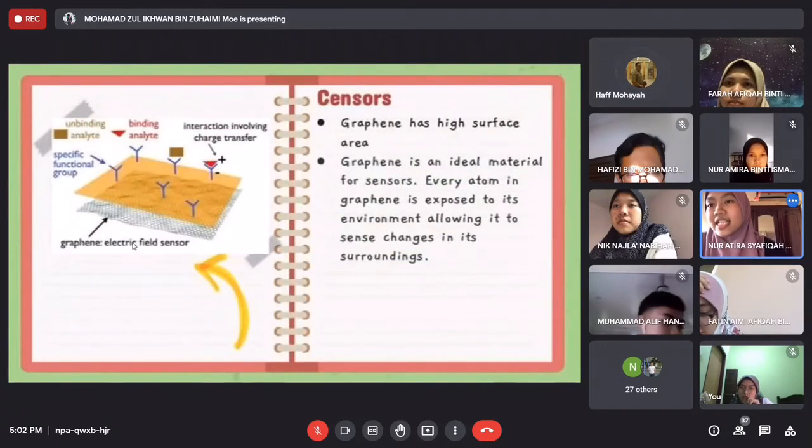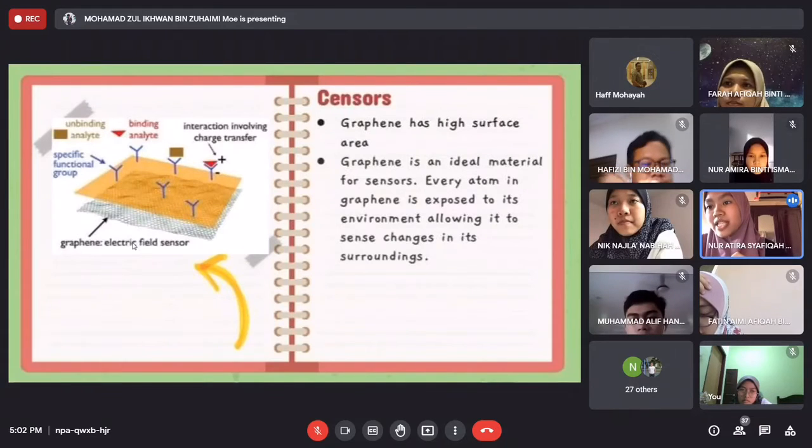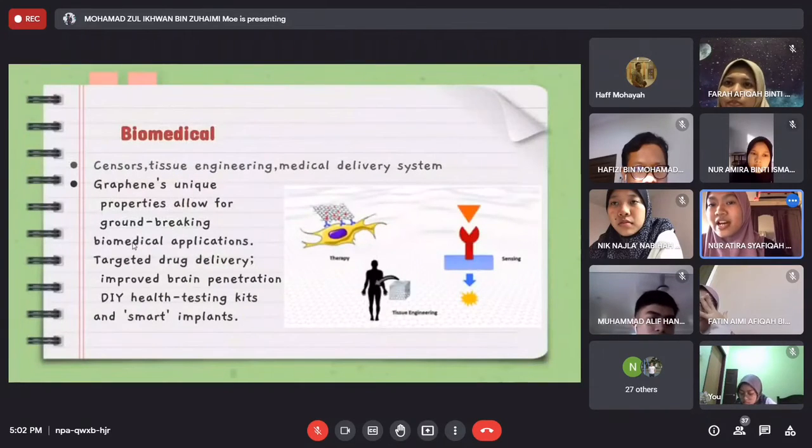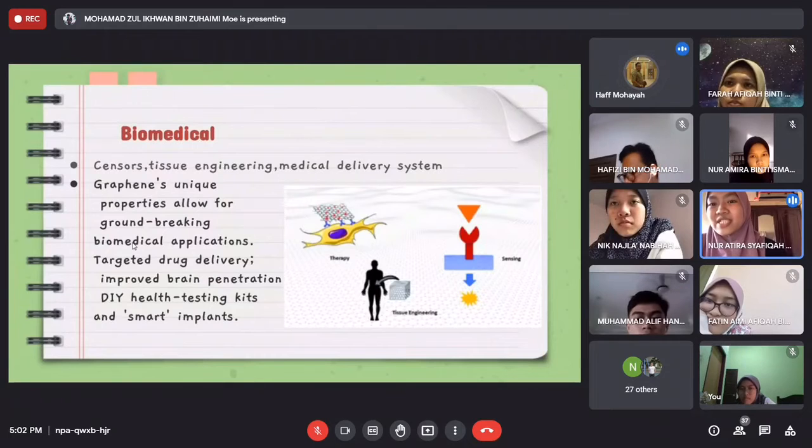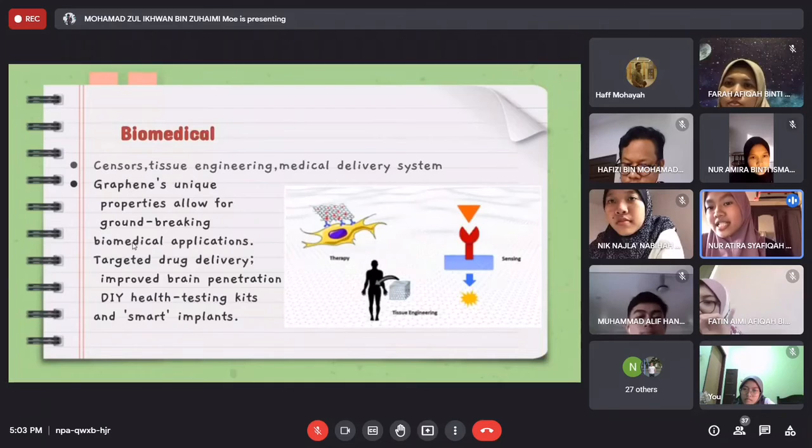Next, sensors. Graphene has high surface area. Then, graphene is an ideal material for sensors. Every atom in graphene is exposed to its environment, allowing it to sense changes in its surroundings. After that, biomedical. Sensors, tissue engineering, medical delivery system. Graphene's unique property allow for groundbreaking biomedical application. Targeted drug delivery, improved brain penetration, DIY health testing kit, and smart implants.